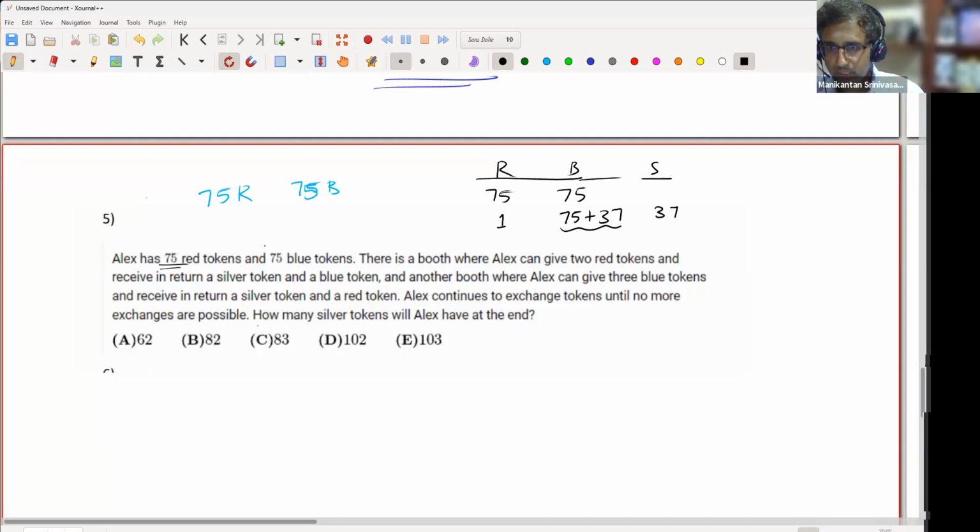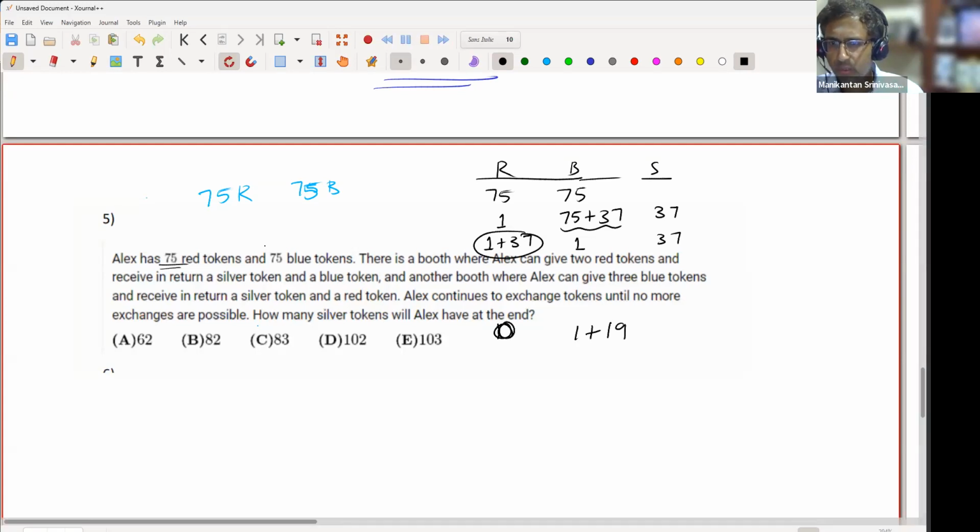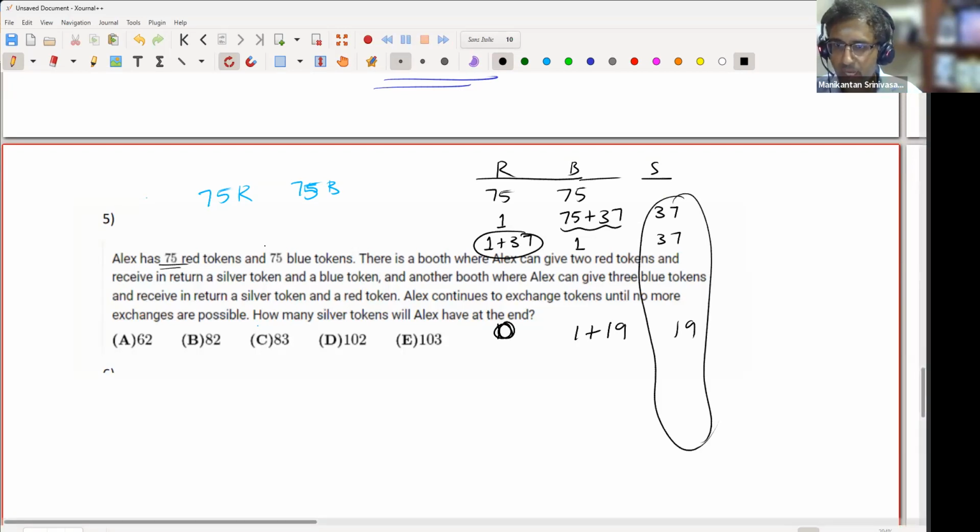So you'll start with exchanging blues for reds, and therefore you'll be left with 1 blue, and then 1 plus 37 reds, and then you have 37 silvers. Again, you have 38 reds. Go and exchange the 38 reds. So you can exhaust them to 0 because 38 is an even number, and you'll accumulate 19 more, I think, of these blues, and so on. Maybe I'm doing a silly mistake, but essentially you have to keep adding up the number of silvers until you're left with fewer than 2 reds and fewer than 3 blues, so that no exchange can happen after that. Okay, cool.